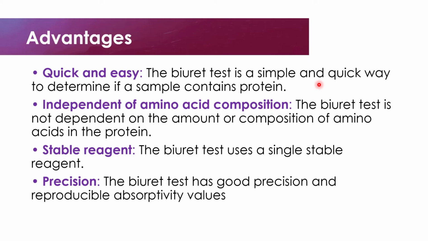Let's look at some of the advantages and disadvantages of the Biuret test. We'll start by looking at the advantages. One, it is quick and easy. What we also have to note is the Biuret test is a simple and quick way to determine if a sample contains protein, and it is independent of amino acid composition. So the Biuret test is not dependent on the amount or composition of amino acids in the protein.